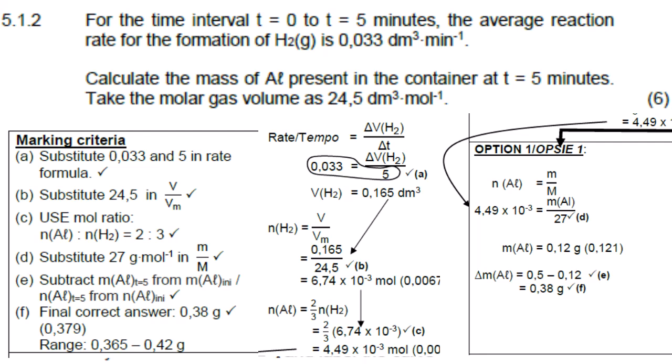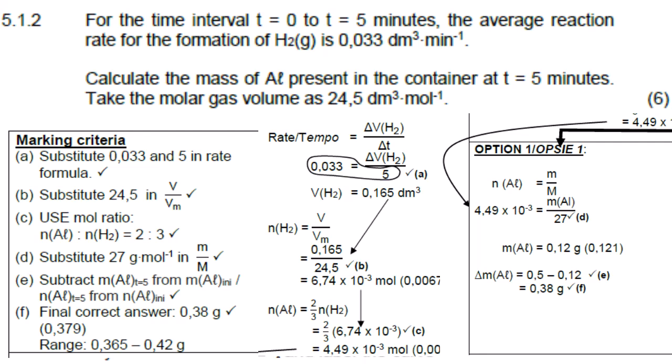Okay, let's knock out the first 2 steps. The question tells us the rate of hydrogen formation is 0.033 cubic decimeters per minute. This goes on for 5 minutes. So, simple multiplication gives us the total volume produced, 0.165 cubic decimeters.